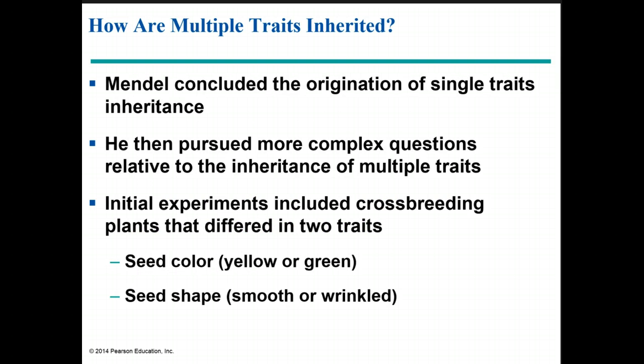So how are multiple traits inherited? Mendel concluded his work on the inheritance of single traits. He then pursued more complex questions relative to the inheritance of multiple traits. His initial experiments included crossbreeding plants that differed in two traits. For example, he looked at seed color, such as yellow or green, and seed shape, smooth or wrinkled, in the same Punnett square cross. So he was no longer looking at one trait at a time. He moved on to looking at inheritance of two traits at a time.